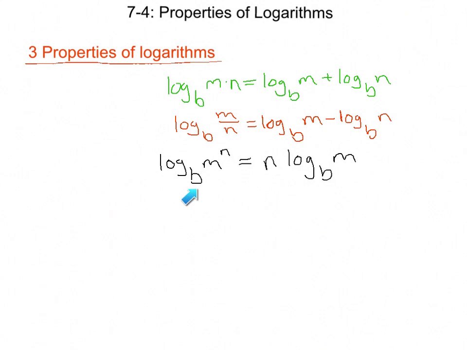We have log base b of m to the power of n, some number. And one of the properties, this is one of the big things that logarithms help us out with, we can take this exponent and we can bring it to the front of the logarithm like this. So this n is now brought to the front and now is multiplied to this log base b of m.